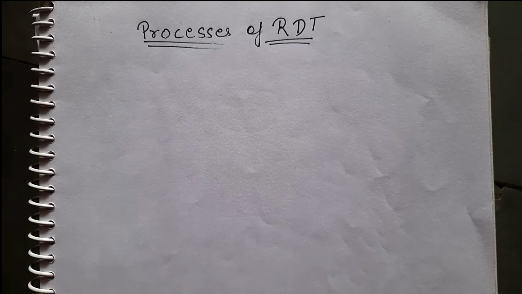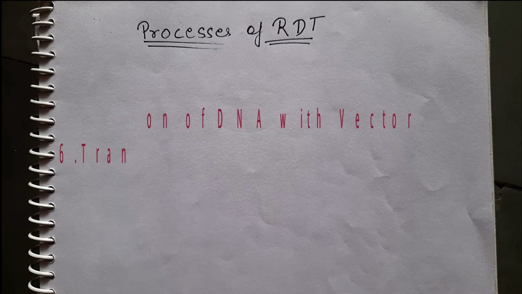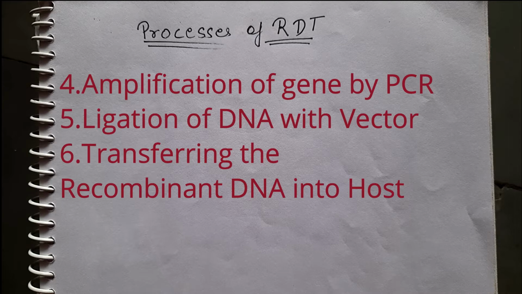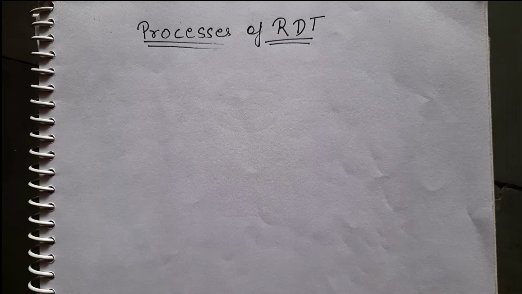Welcome to the second part of this video on the process of RDT, that means recombinant DNA technology. In our previous video, we studied the first three processes of recombinant DNA technology. In this video, we are going to study the next three processes of RDT, that is fourth, fifth and sixth. That means amplification of the gene of interest using PCR, ligation of the DNA fragment into a vector, and transferring the recombinant DNA into the host. So these three processes we are going to study in this video.